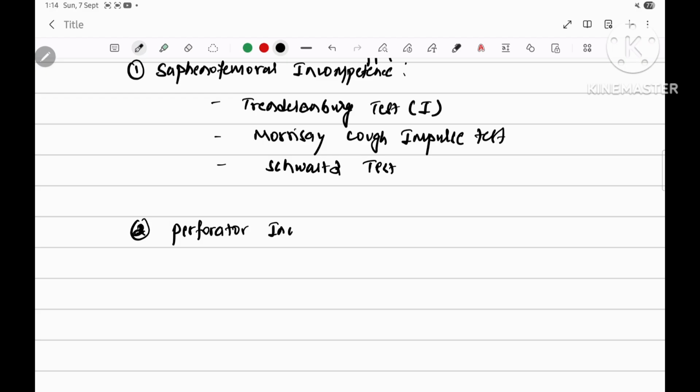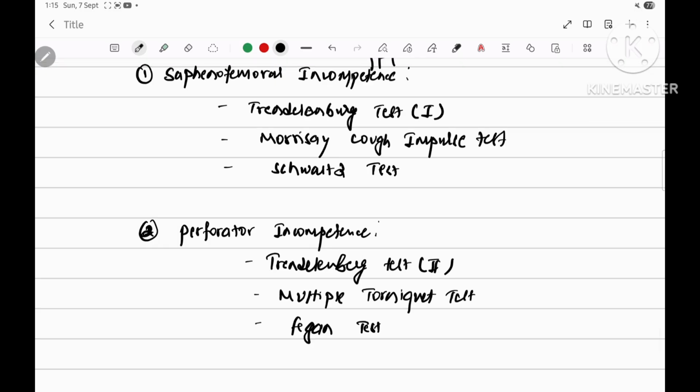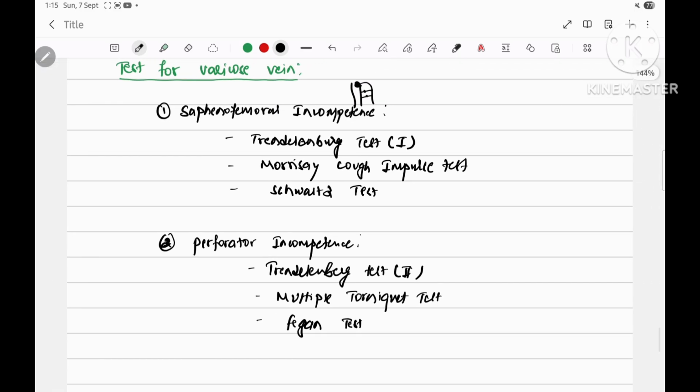And for perforator incompetence, we do Trendelenburg test type 2. The second one is the multiple tourniquet test, and the third one is the Fagan test. So these three tests are important for the differentiation of which incompetency is present.